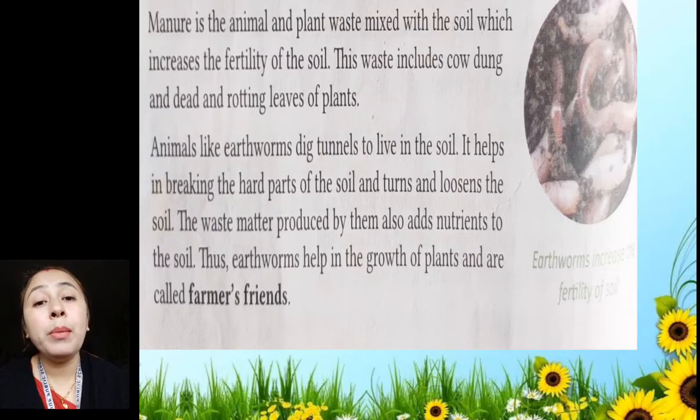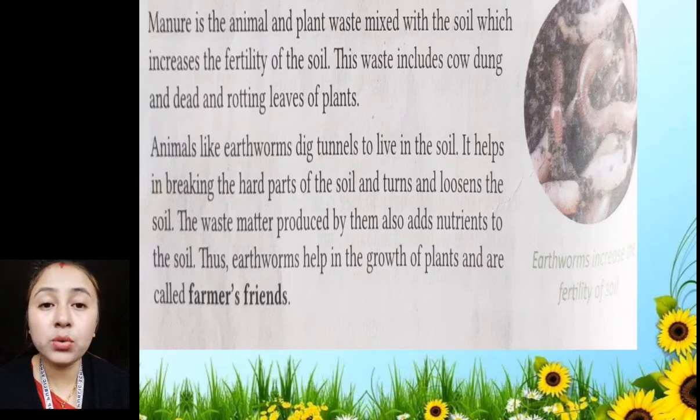Okay, so manure is the animal and plant waste. What is manure? Manure is the waste of plants and animals which increases the fertility of the soil. This waste includes cow dung and dead and rotting leaves of plants.